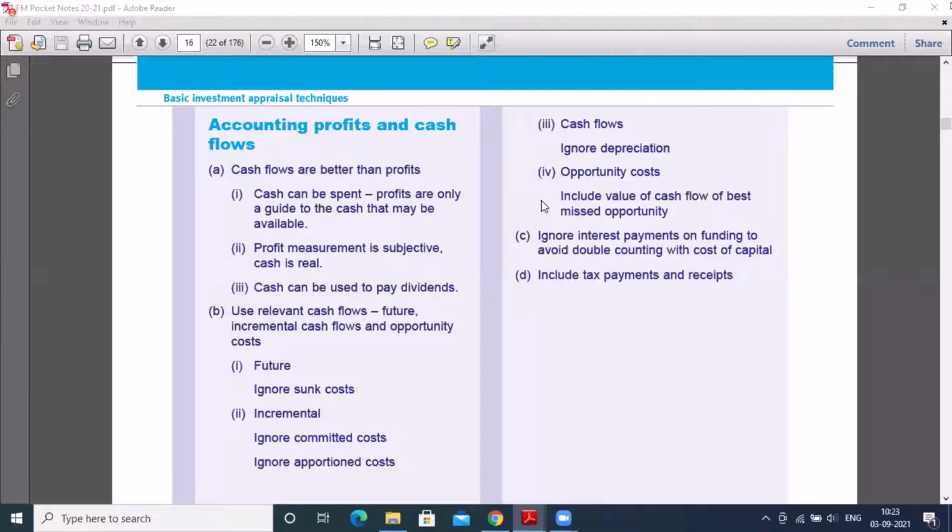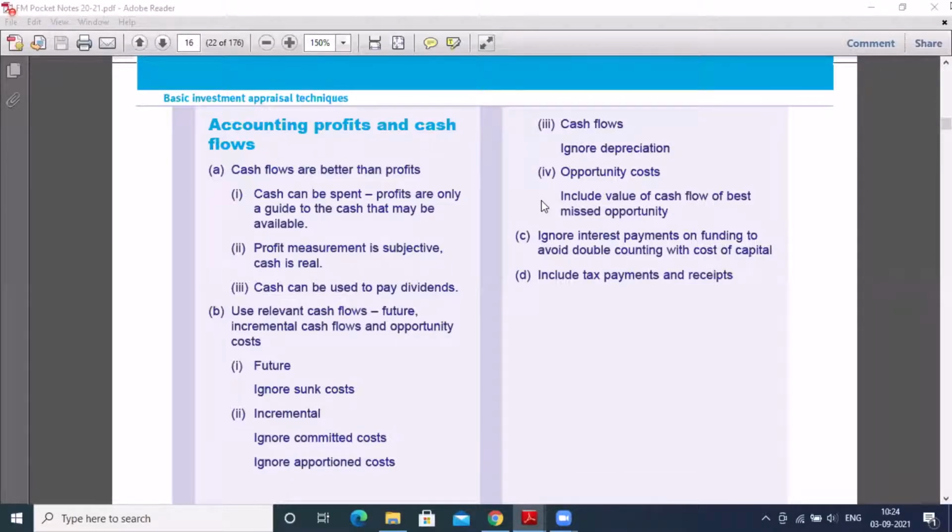The reason why cash flows are better than profits: the first one is that cash can be spent. Profits are only a guide to the cash that may be available. Suppose a company has a profit of 1 lakh, it doesn't mean the total 1 lakh can be utilized to spend. Because if you can recollect my previous example, yesterday I think I gave an example regarding the profit on disposal of an asset.